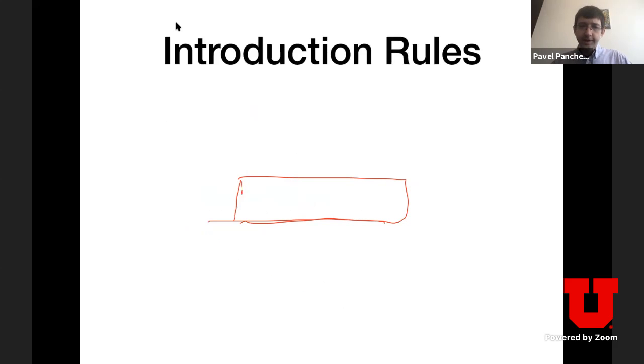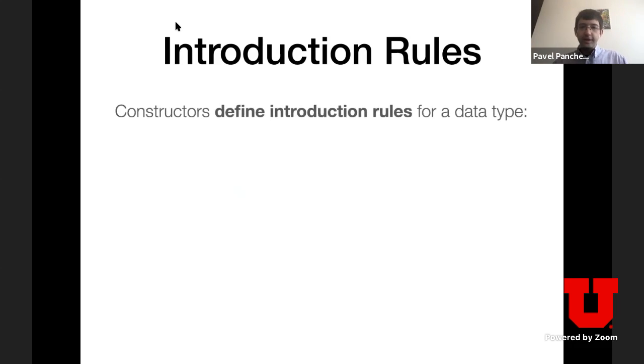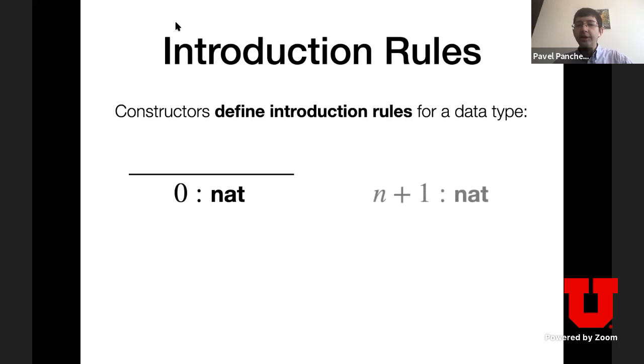So the basic idea that this suggests is that any time we have a data type and we can describe the possible ways of getting that data type, those possible ways are really introduction rules for that data type.